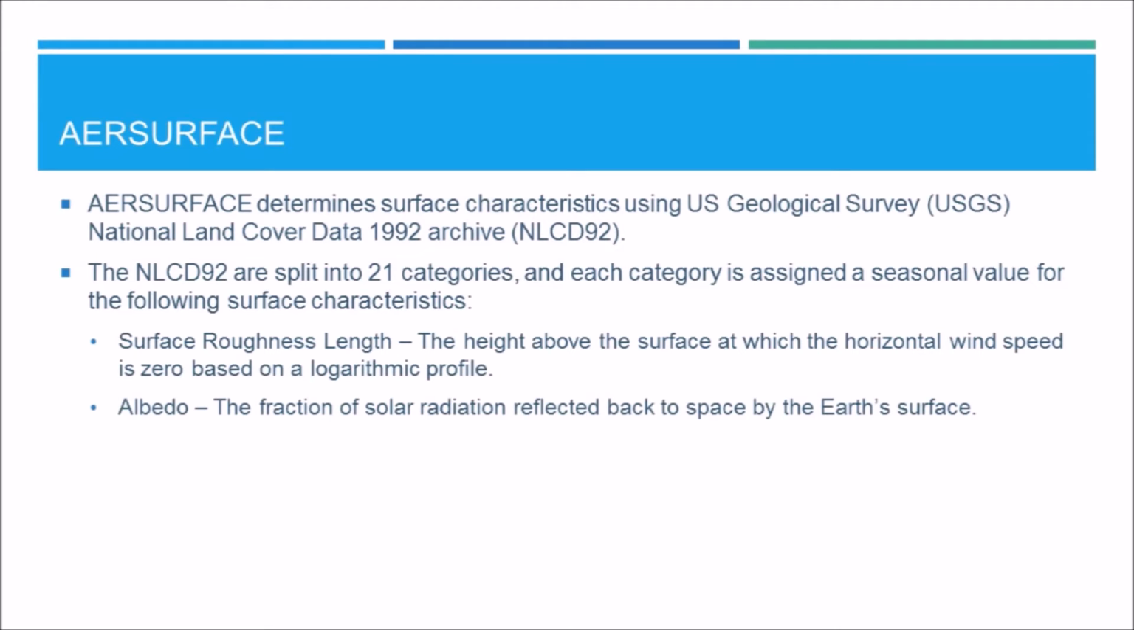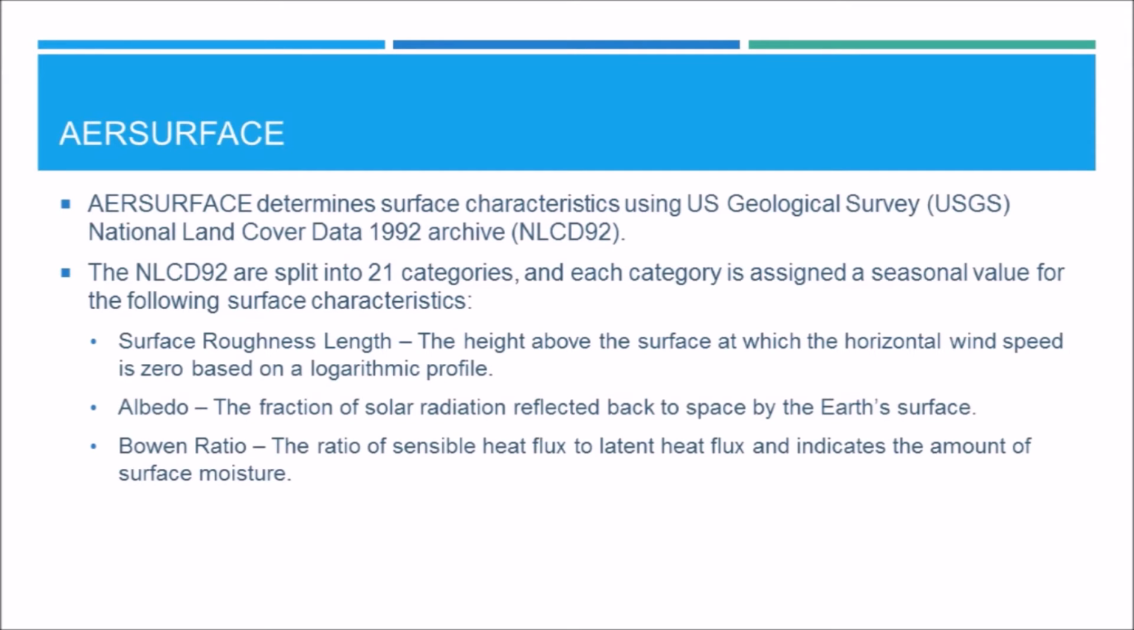The albedo is the fraction of solar radiation reflected back to space by the Earth's surface. This value is dimensionless, and typical values range from 0.1 for areas where most of the solar radiation is absorbed, like areas of open water, to 0.9 for areas where most of the solar radiation is reflected, like areas with fresh snow. During nighttime hours, the albedo is set to 1. The Bowen ratio is also dimensionless and is the ratio of sensible heat flux to the latent heat flux. It indicates the amount of surface moisture that is available.